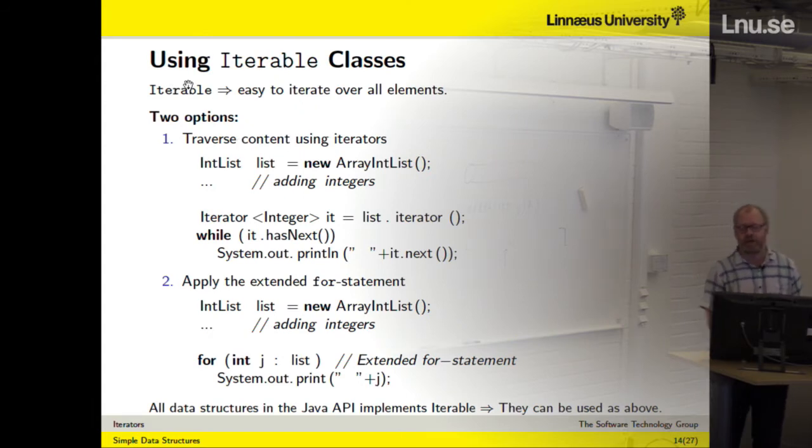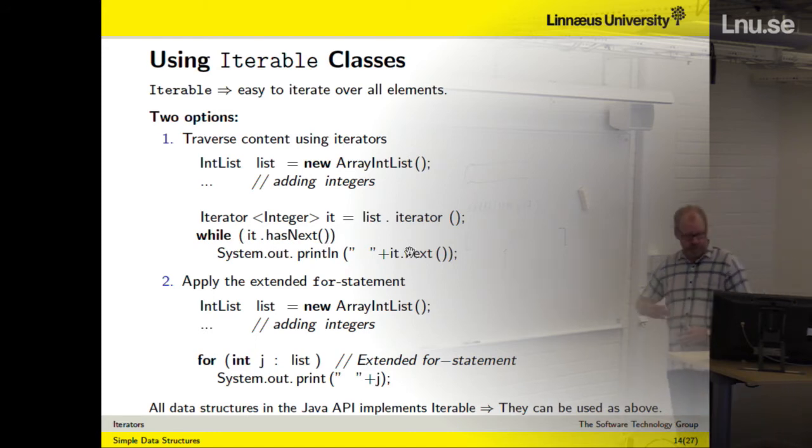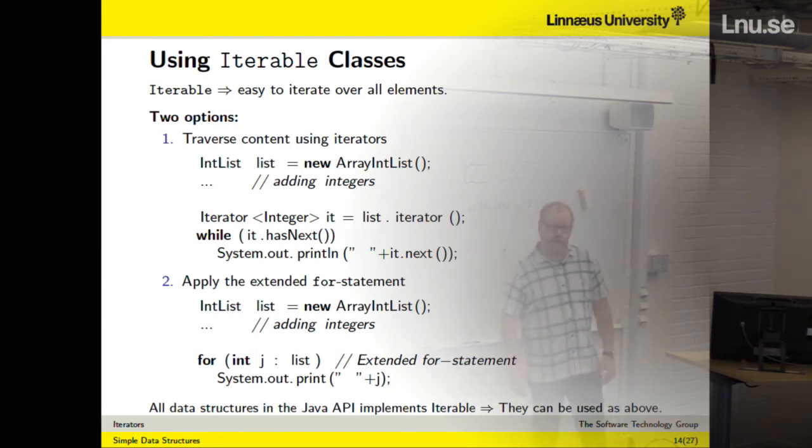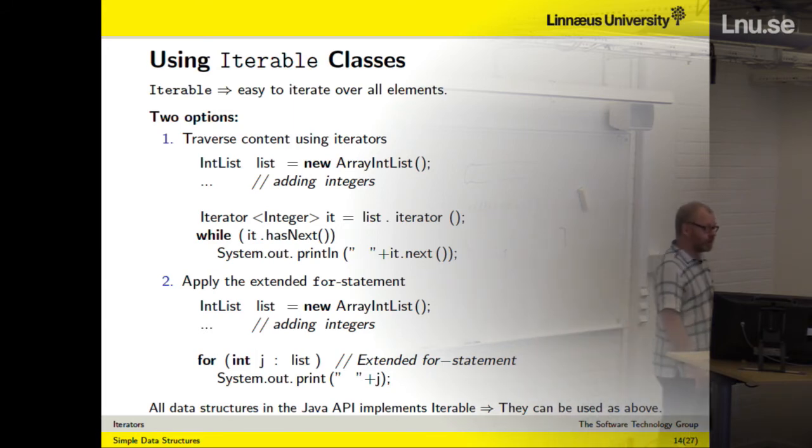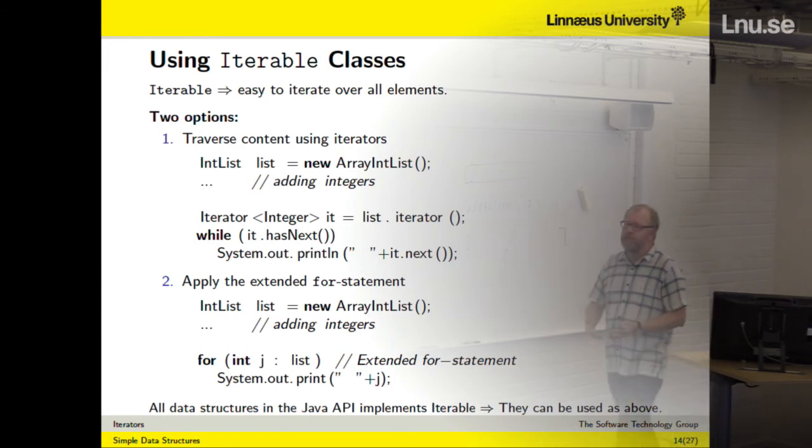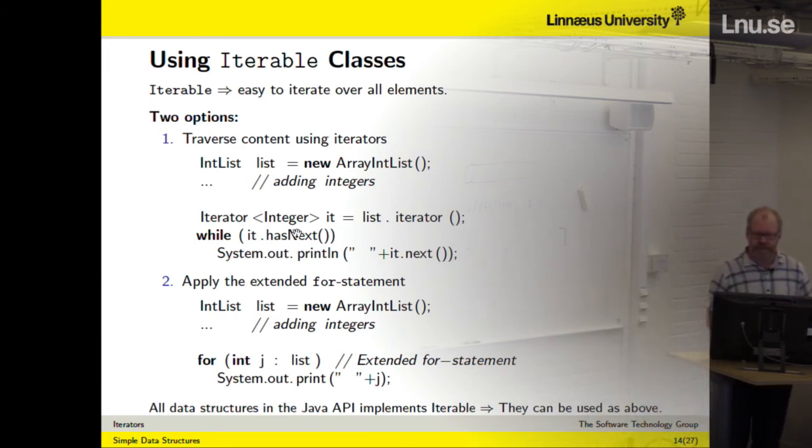Assuming that we have iterators available in the data structure, then I can create a new empty list like this, and then I'm adding a number of integers, and then I'm asking it, okay, give me your iterator. I got the iterator, and then I can, using this approach, as long as we have more elements, give me the next one. It is the standard approach to iterate over all elements. You are asking for the iterator, and you can use it using the methods has next and next. Has next asks, do we have any more elements? And next means, give me a new element.